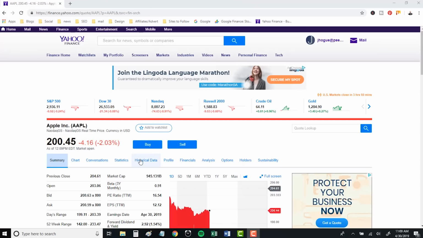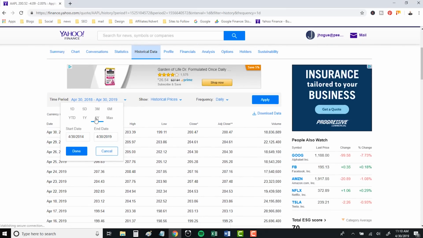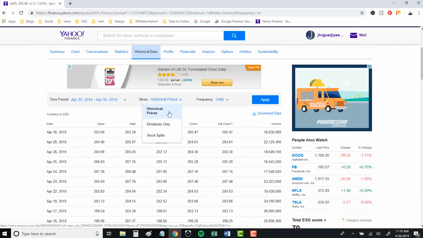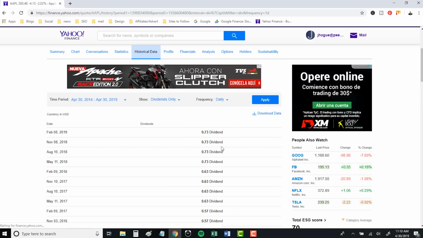So I'm here on the page for the Apple stock, then I come down to historical data. On this page you find the share price, dividend data, and any splits on the stock. So I'll change the dates to get 5 years and then go over here to show dividends only and click on apply. This shows me all the dividends for Apple over the last 5 years, and I can see when they were increased and by how much.